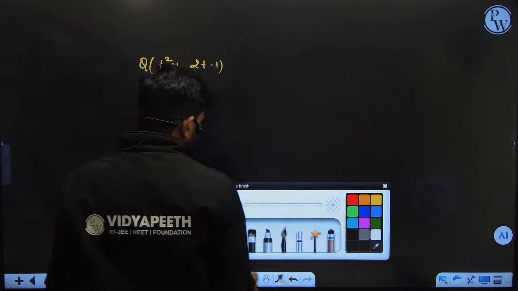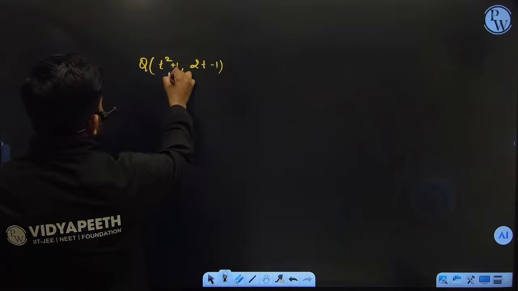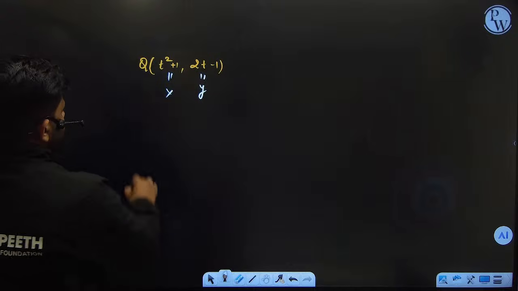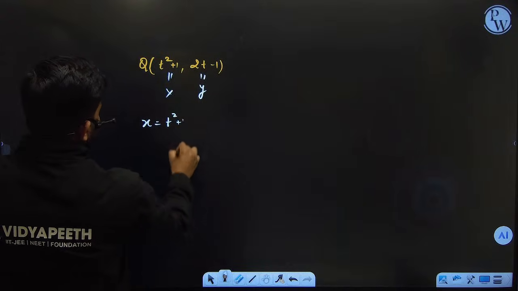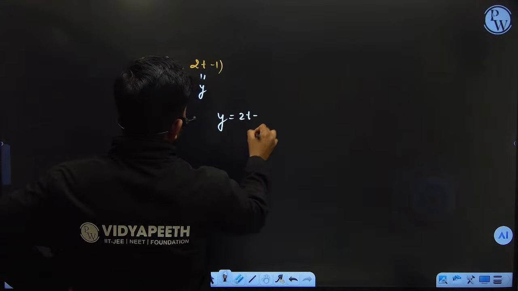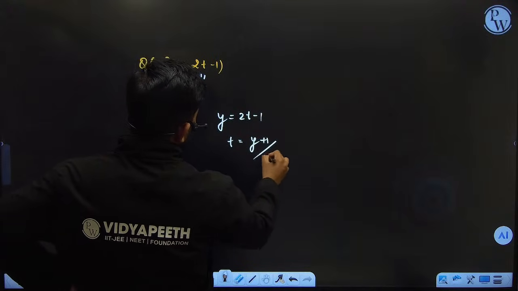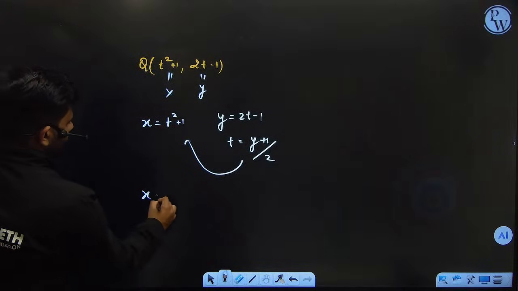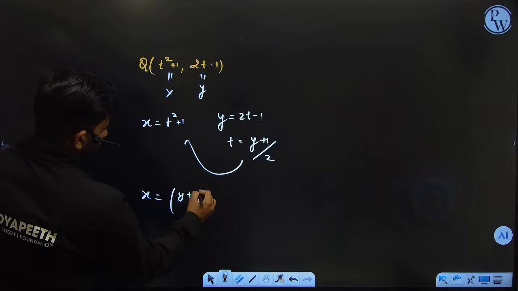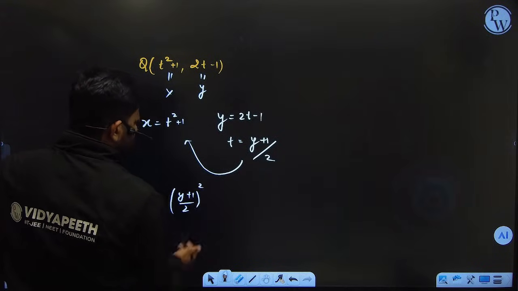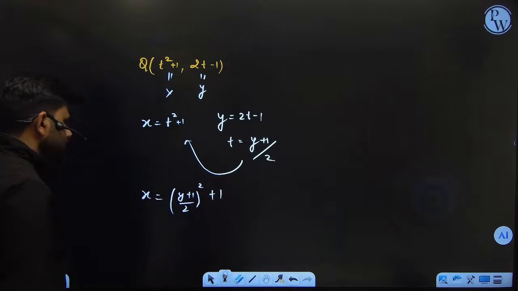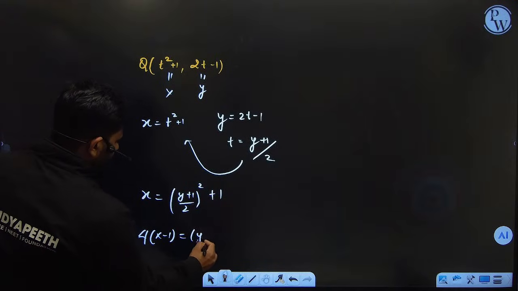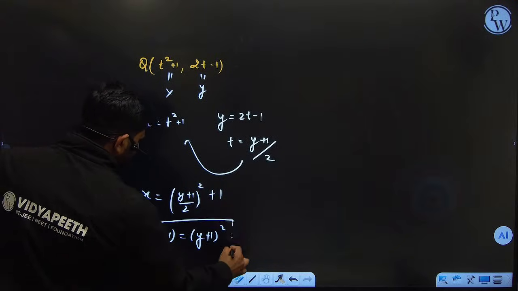Okay, so equate this with x and this with y. We need to eliminate t, right? So x is equal to t square plus 1, y is equal to 2t minus 1, so t is equal to y plus 1 by 2. Put this value of t in the first equation, you will get the equation of the required figure, right? So just solve this part, you will get the final answer. Finally, I think it will be 4 into x minus 1 equals y plus 1 whole square.